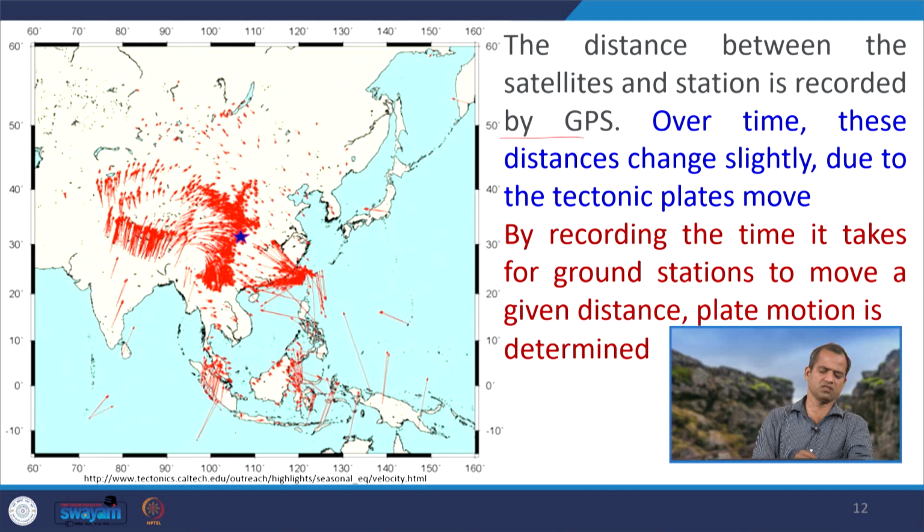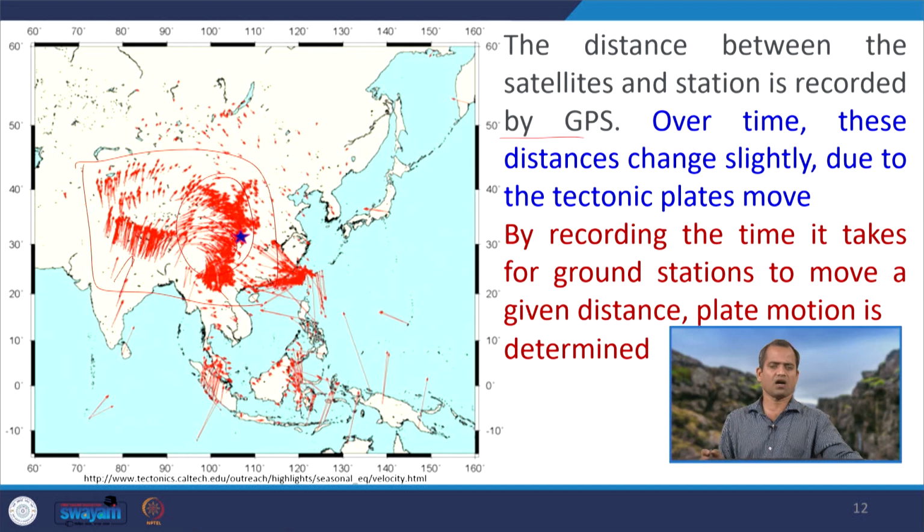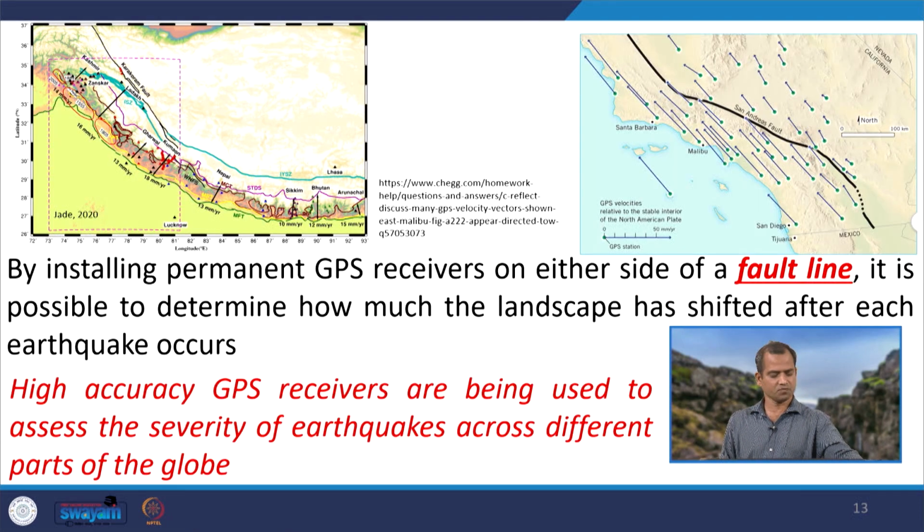So, you can see here how this Himalayan system is totally instrumented, and this GPS motion and direction is showing that this part, the Tibetan plateau, is moving in this direction, and here the Indian plate is moving in this direction. So, this is how GPS can be used to determine the plate motion.